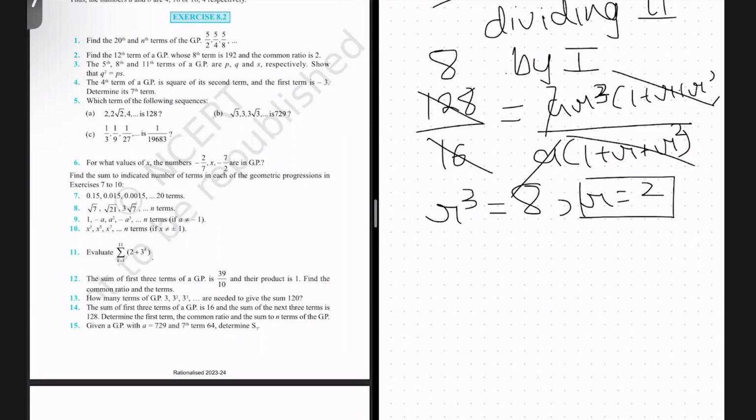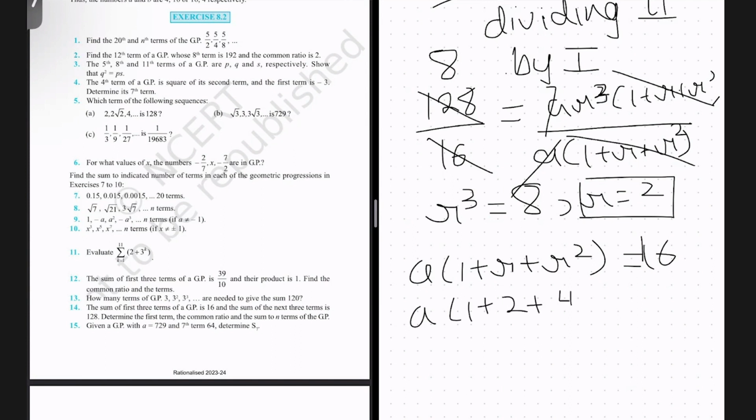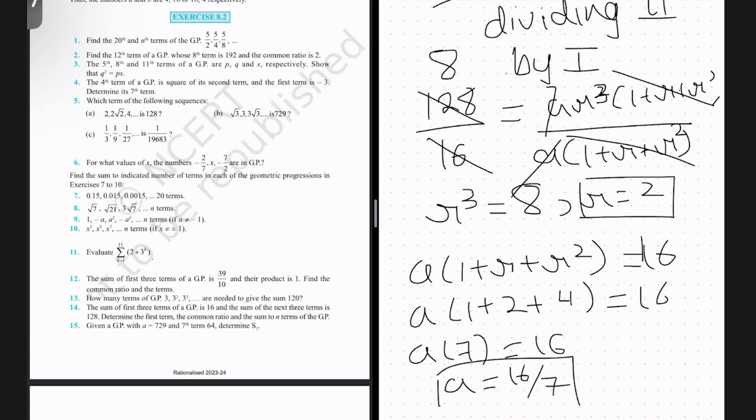So the sum of the first three terms is going to be a(1 + r + r²) equating to 16. Therefore, with r = 2, 1 + r + r² is 1 + 2 + 4, which gives 7, so a into 7 is equal to 16. The first term of this GP is going to be 16 by 7, right?